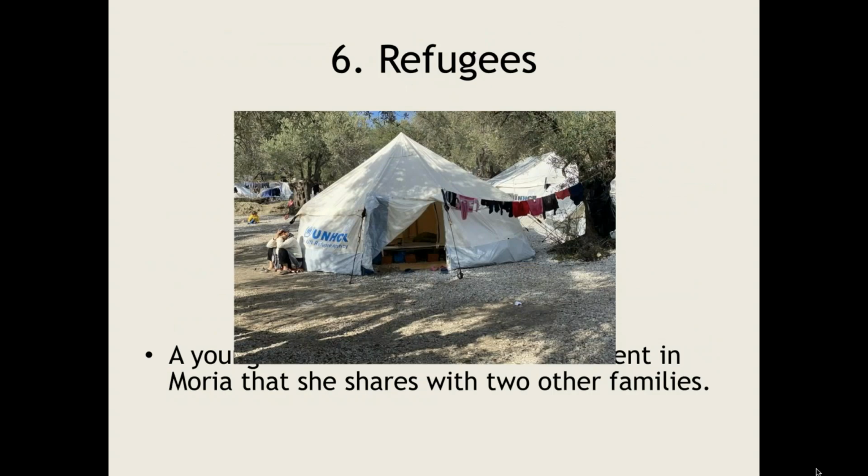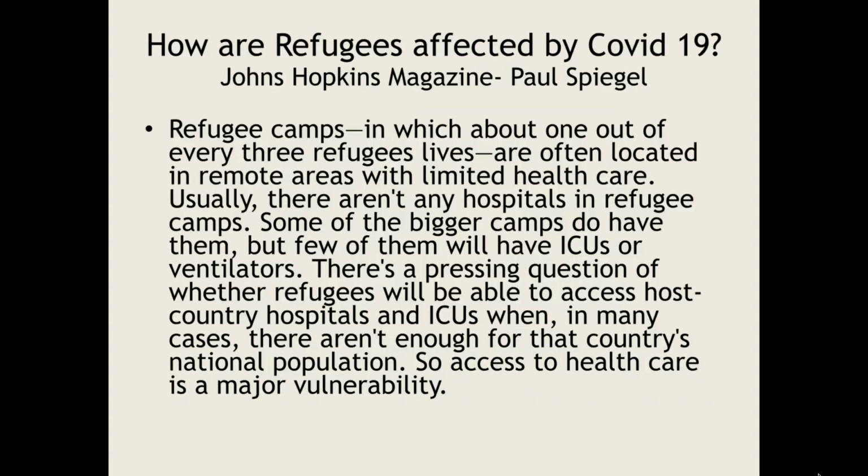This is a tent in Moria, the refugee area in Greece. How are refugees affected? Refugee camps, in which 1 out of every 3 refugees lives, are often located in remote areas with limited health care. Usually there aren't any hospitals in refugee camps. Some of the bigger camps do have them, but few of them will have ICUs or ventilators. And also, there's a pressing question of whether refugees will be able to access host country hospitals and ICUs, when in many cases there aren't enough for that country's national population. Access to health care is a major vulnerability.